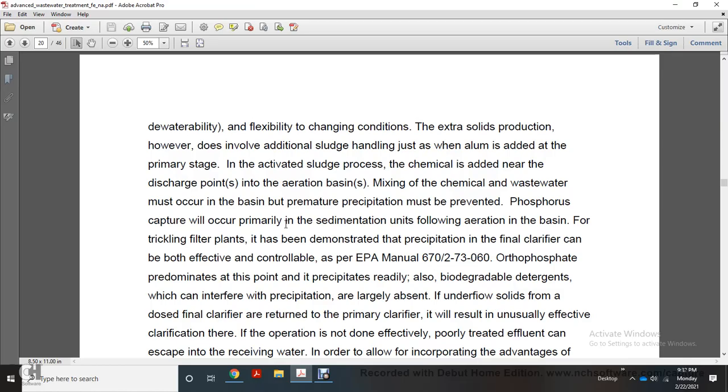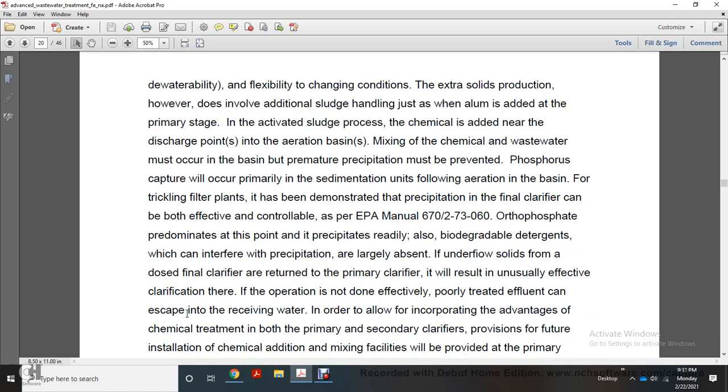Phosphorus capture will occur primarily in the sedimentation units following the aeration basin, and following the trickling filter plant, and it can be demonstrated that precipitation in the final clarification is both effective and controllable, as per EPA Manual 670 273-060. Orthophosphate predominates at this point and precipitates readily. Also, biodegradable detergents that interfere with precipitation are largely absent from the underflow solids of the final clarifier returned to the primary clarifier, and as a result, unusually effective clarification operation is not done effectively.